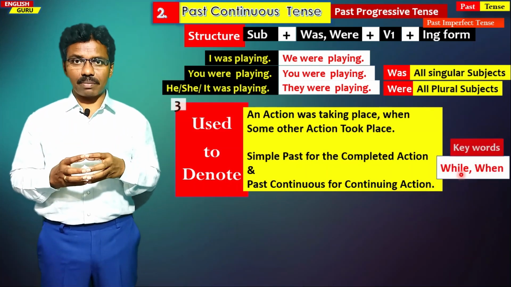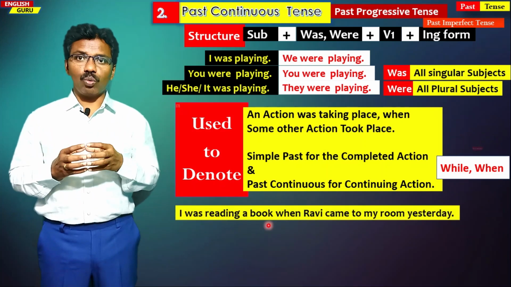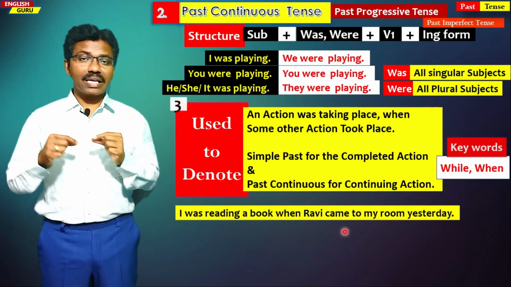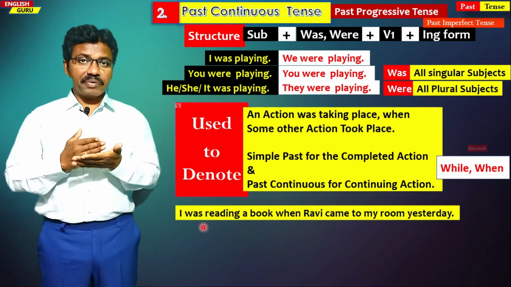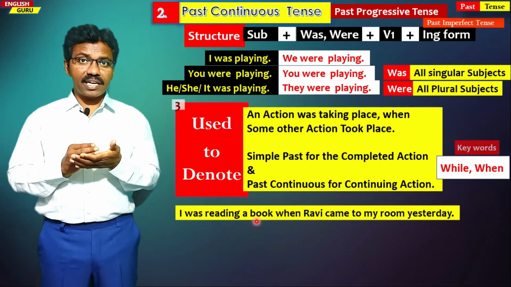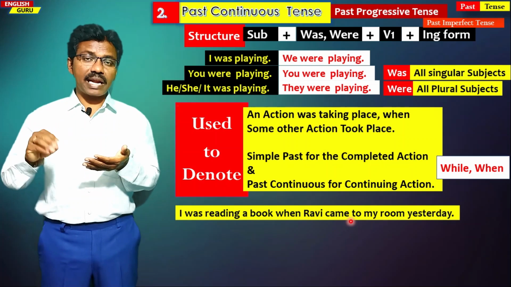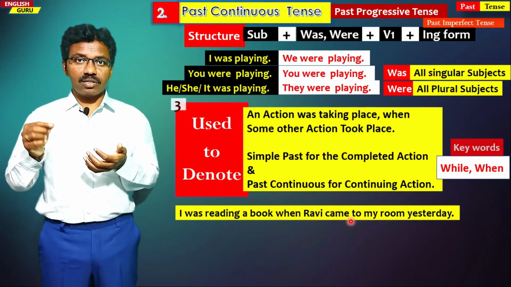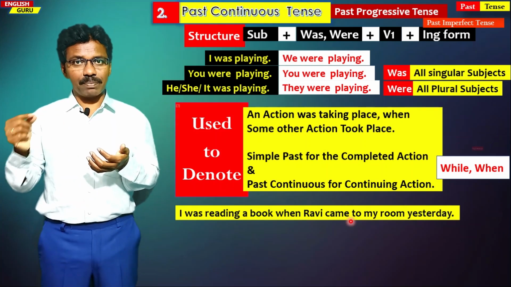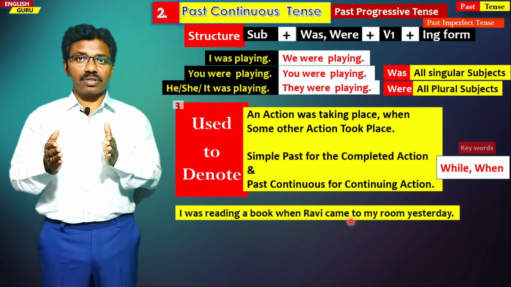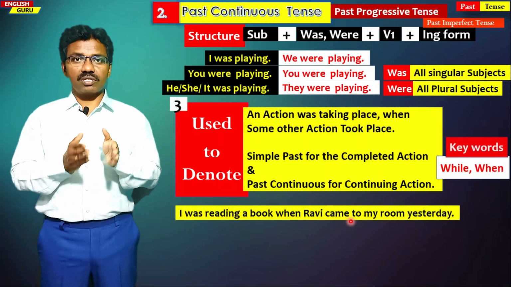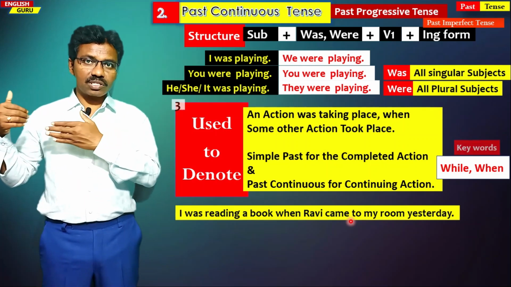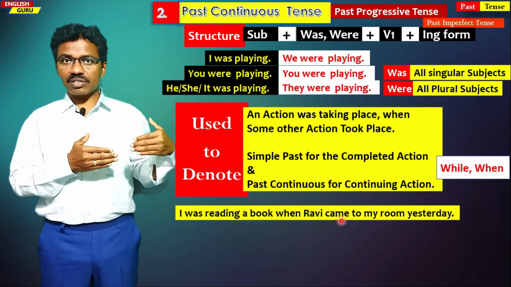Let us see an example. I was reading a book when Ravi came to my room yesterday. So here there are two verbs, was reading and came. I was reading, so the activity of reading was continuing. At that time Ravi came, so he already came, so that action was completed. That's the reason that completed action was written in simple past tense: subject Ravi plus verb two, came. But here I was reading, so it is in past continuous tense: subject plus was plus verb plus ing form. So this action was completed, came. And this action was going on.